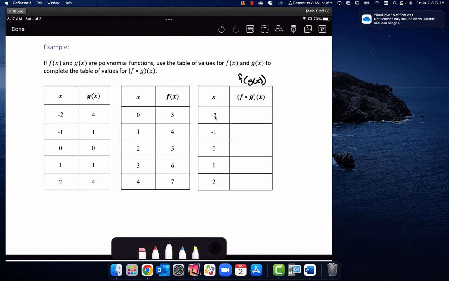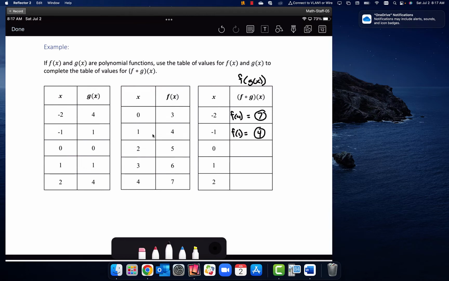So when x is -2, we've got g of -2 on the inside. g of -2 is 4. So then we're doing f of 4, which is 7. And then x this time is -1. So first we need to do g of -1. g of -1 is 1. And then we're asking, well, what is f of 1? f of 1 looks like it is 4. And we'll just repeat that process.